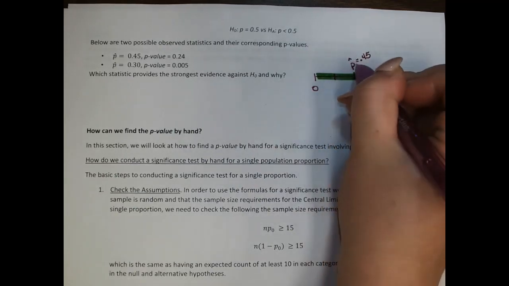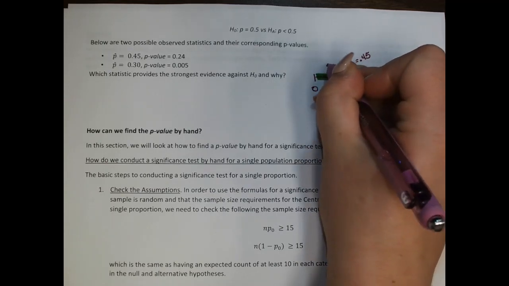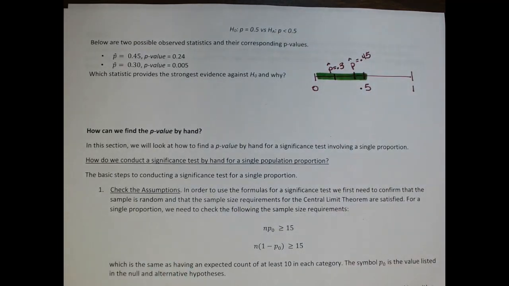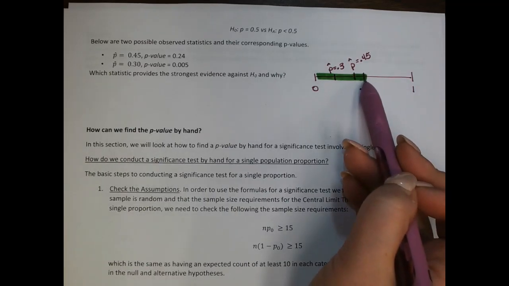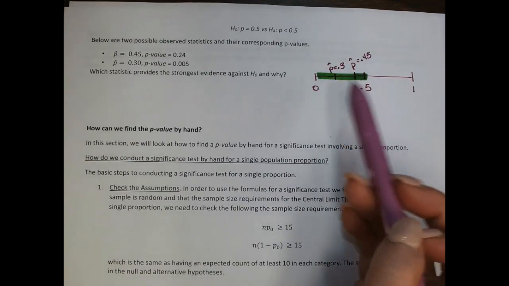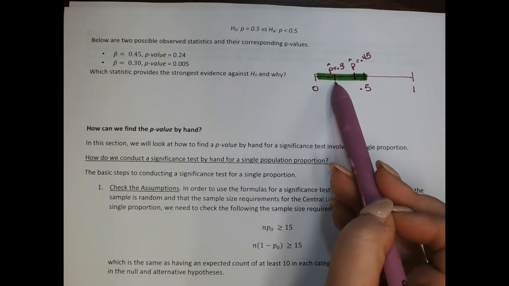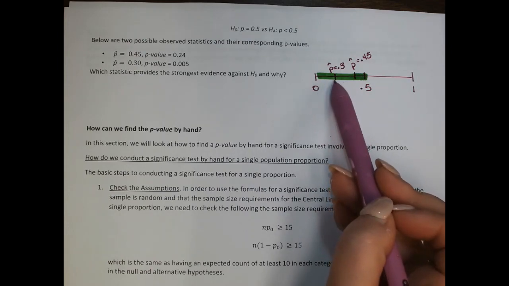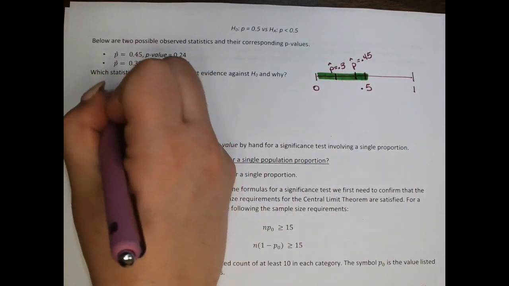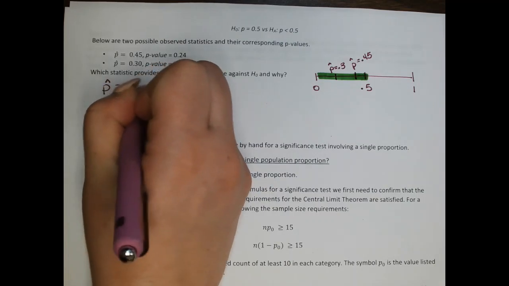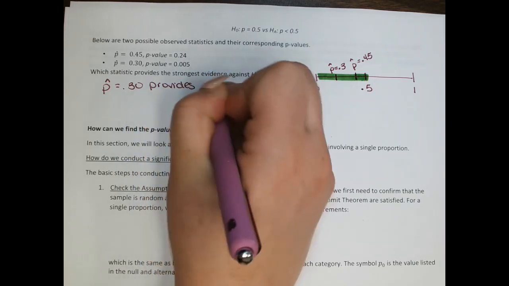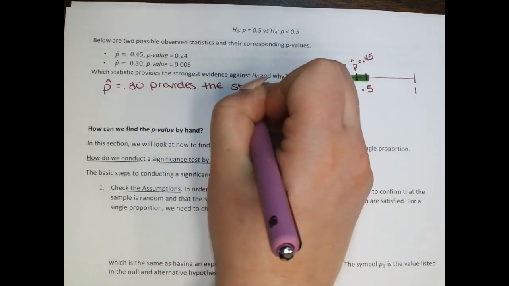So looking at the number line, we can talk through why 0.3 provides more evidence. Let's see if we can use those p-values to help us as well. Notice the corresponding p-value for 0.45 was 0.24, and the p-value for 0.3 was 0.005. Well, remember that small p-values contain more evidence. And between the two of these, the p hat equals 0.3 has the smallest p-value. So p hat equals 0.3 provides the strongest evidence because it has the smallest p-value.